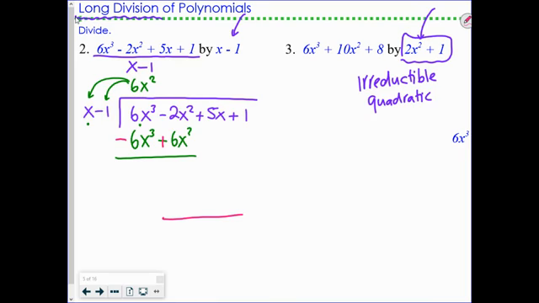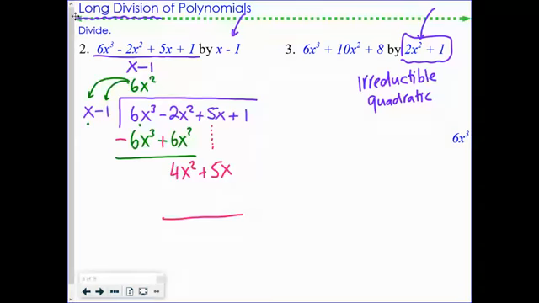So now I've got 6x cubed minus 6x cubed, which is nothing, but we don't tend to draw the nothing because it just makes your work look messy. Now we've got minus 2x squared plus 6x squared, which gives me 4x squared. And now it's time to bring down our next term. And we repeat the process.